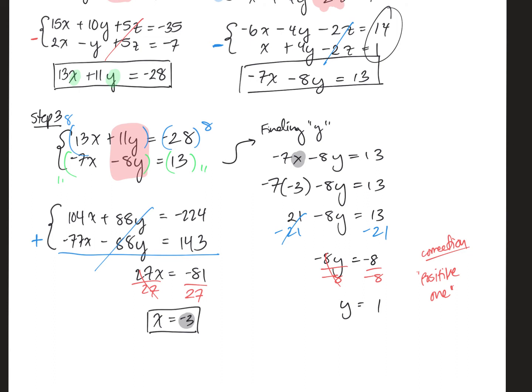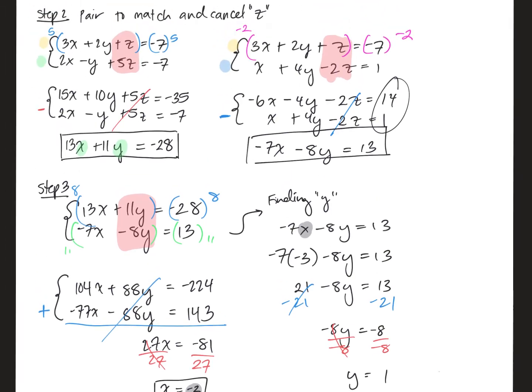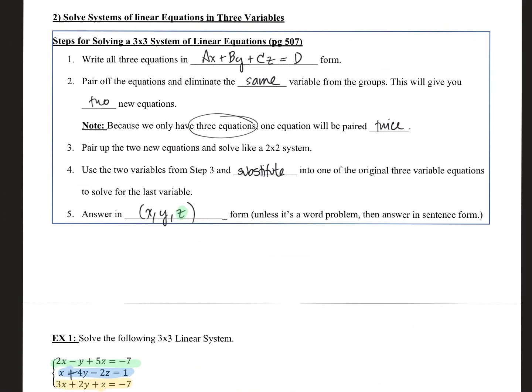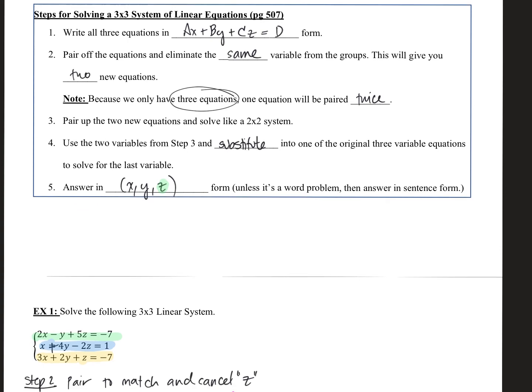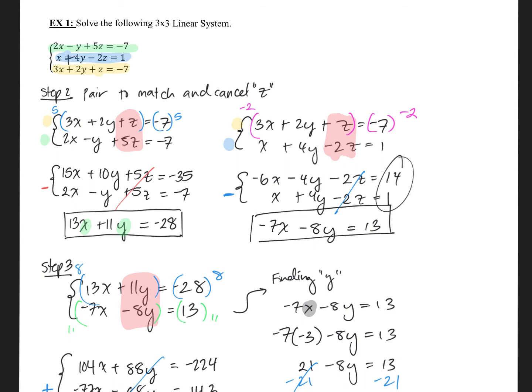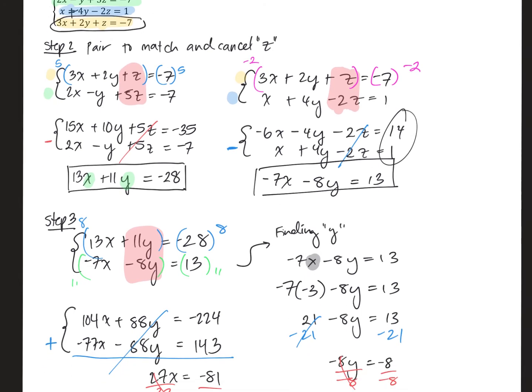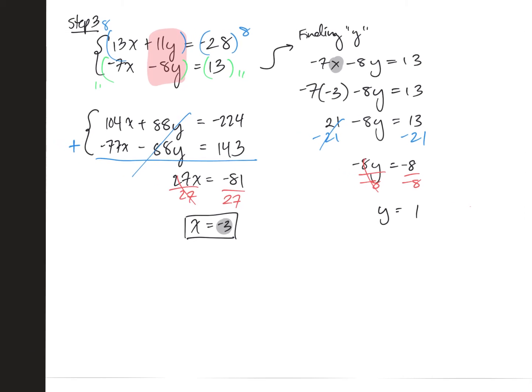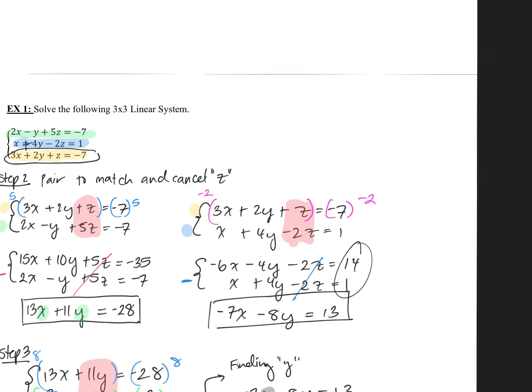Alright, so far, we have 2 of the answers. But we need z, remember? So what's the last step? Step 4, use the 2 variables and substitute in one of the original 3 to solve for the last variable. So one of the original 3, I'll use the yellow original 3. Why? Because it looks like it has the smallest numbers all the way through. So 3x plus 2y plus z, let me go ahead and write that down. 3x plus 2y plus z equals negative 7, I believe it was. Yes, and this was step 4.